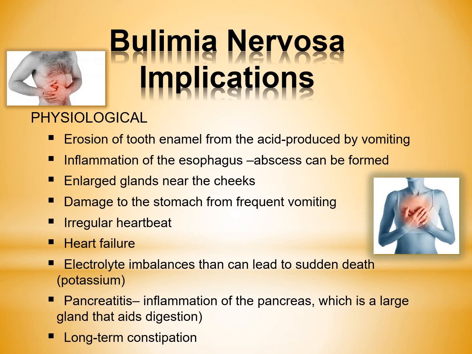Enlarged glands near the cheeks, damage to the stomach from frequent vomiting, irregular heartbeat, heart failure, electrolyte imbalances that can lead to sudden death due to the vomiting, pancreatitis, inflammation of the pancreas, which is a large gland that many of us learned about in the digestion and absorption chapter that aids in digestion, and then long-term constipation as well.